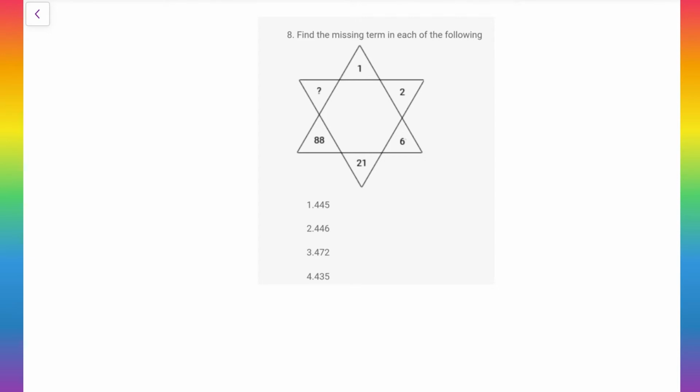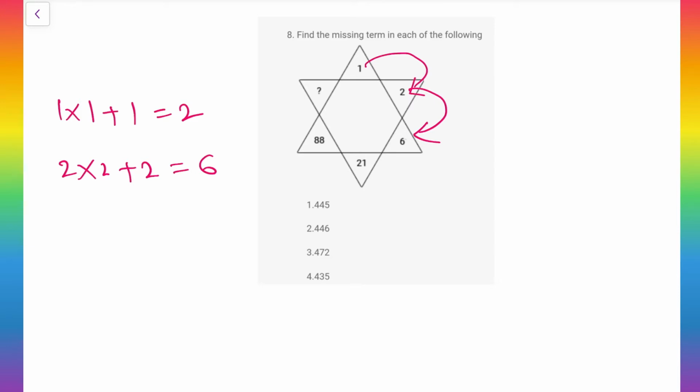First, I will go with multiplication and addition. Is there any relationship between this 1 and 2? 1 ones are 1. For that, if I add 1, I will get 2. The same way, for 2 and 6, is there any relation? 2 2s are 4. For that, I am adding 2. So I will get 6.